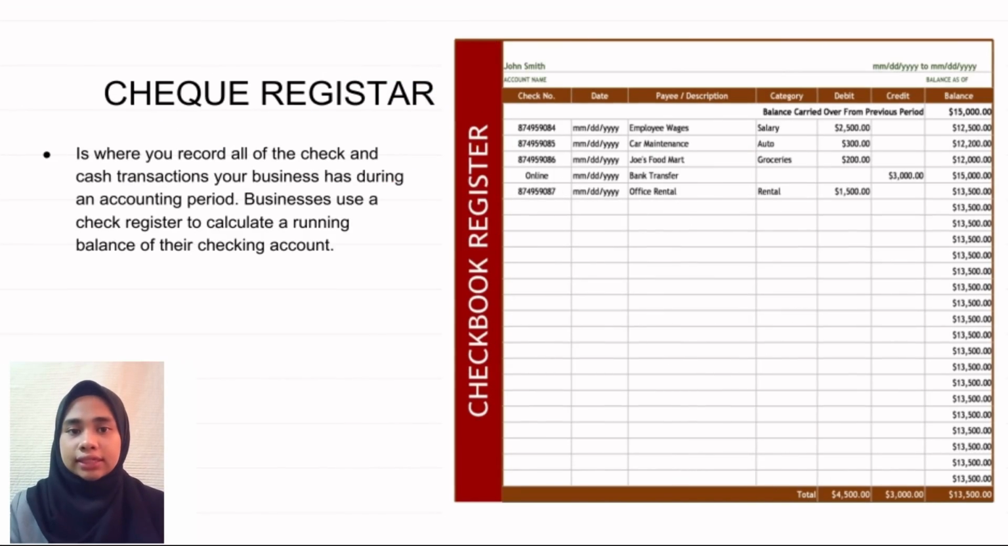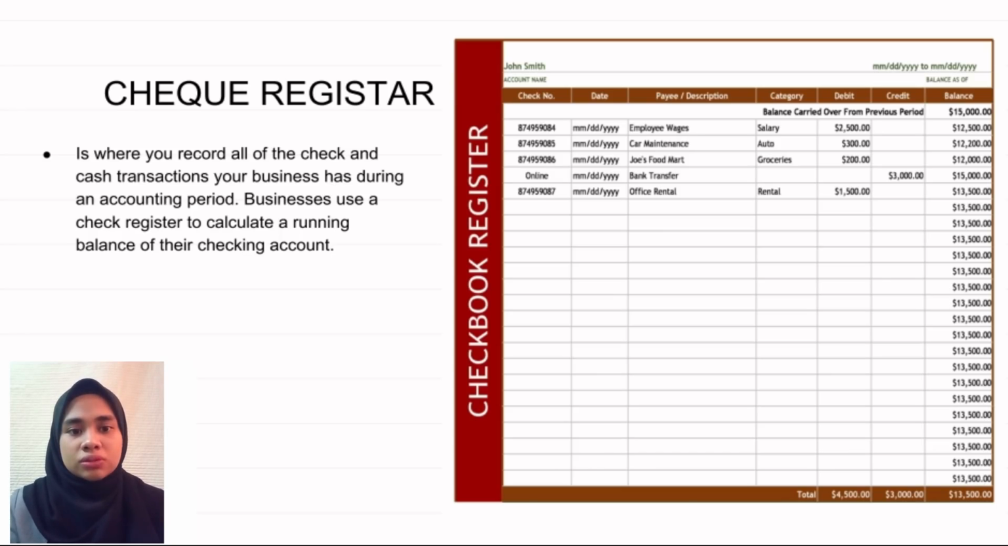Fourth is check register. A check register is where you record all the check and cash transactions your business has during an accounting period. Businesses use a check register to calculate a running balance of their checking account. Depending on your business need and preference, you may have a separate business check register for each checking account, like payroll account and operating account check register.